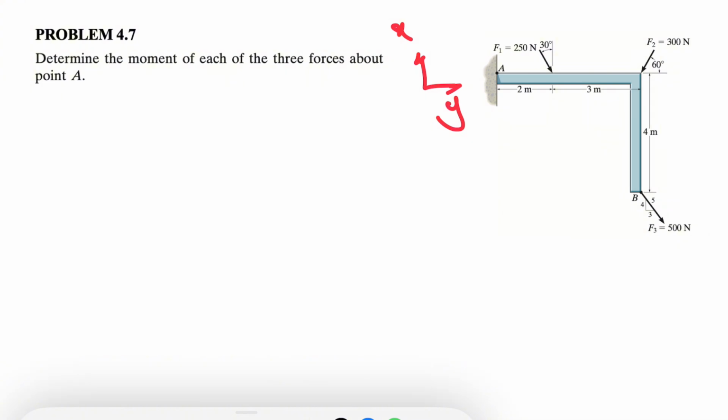If we want to dissolve F1 into x and y components, this will be our y component, and this will be our x component. If you look at the x component, we'll see that it's along the point A, so it won't make any moment, and the only moment that we have is from the y component, which will be F1 cosine of 30 degrees.